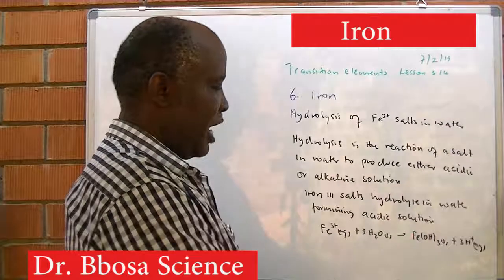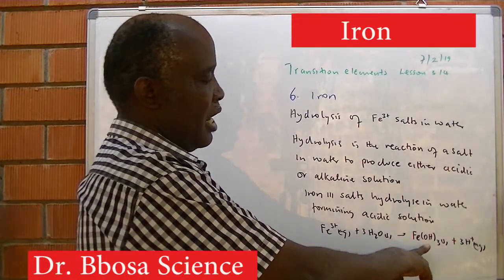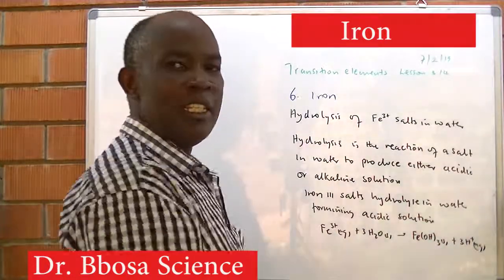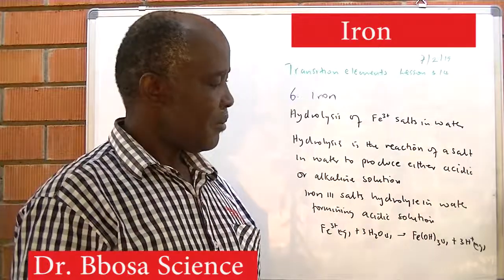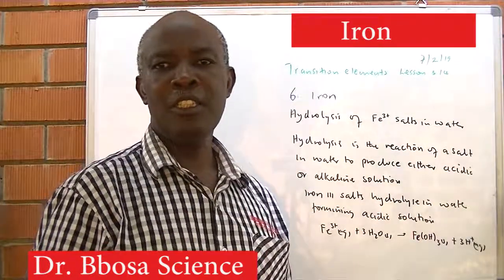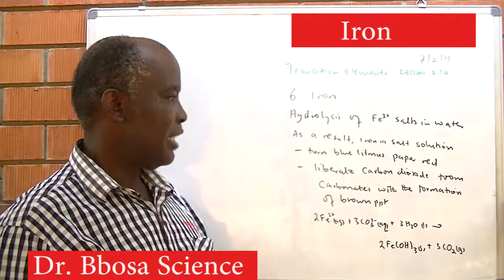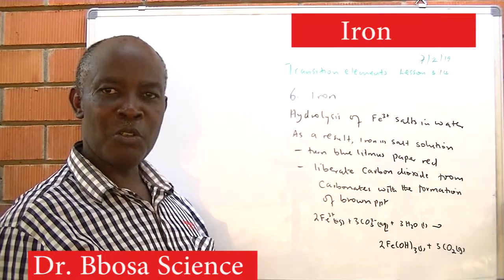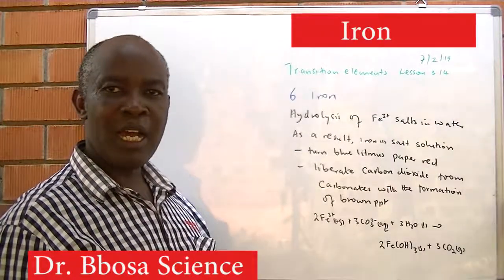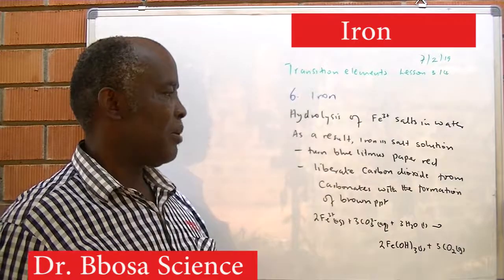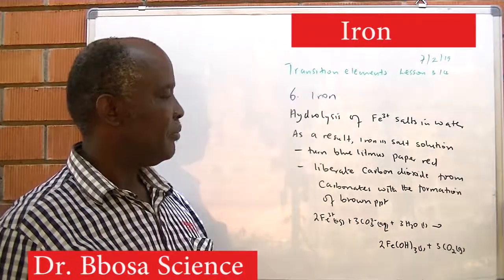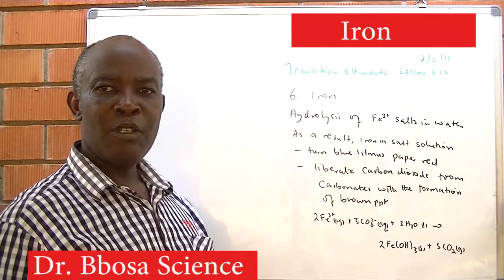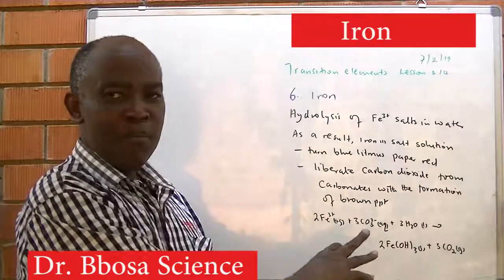Iron(III) ions plus water give iron hydroxide and hydrogen ions. Production of hydrogen ions means an acidic solution. As a result of hydrolysis, iron(III) salt solution will turn blue litmus paper red. They will liberate carbon dioxide from carbonates with the formation of a brown precipitate.